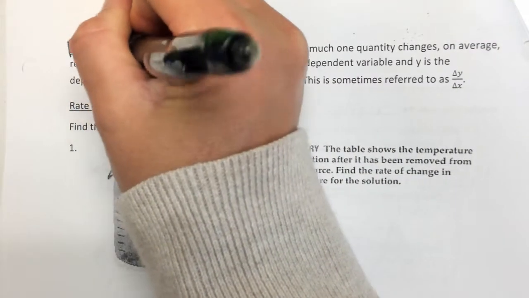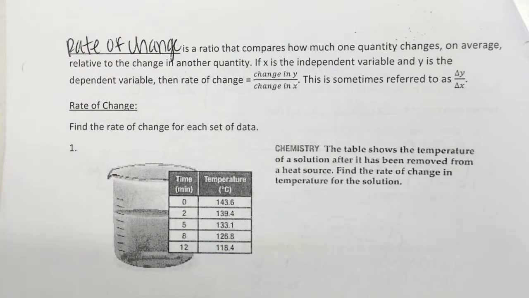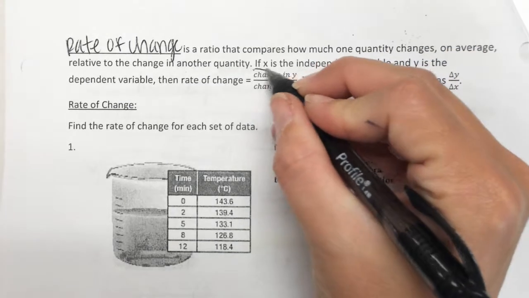Rate of change. And it is a ratio. That just means a fraction that compares how much one quantity changes on average relative to the change in another quantity. Now, x is always going to be your independent variable. Underline that part.